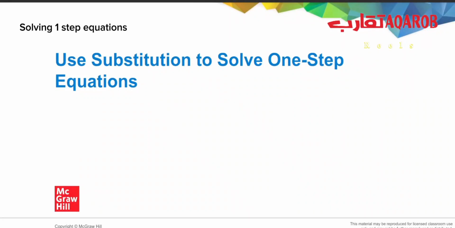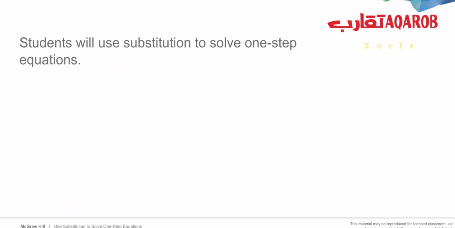Grade 6. The first lesson from Module 6 is to use substitution to solve one-step equations. At the end of this lesson, students will use substitution to solve one-step equations.